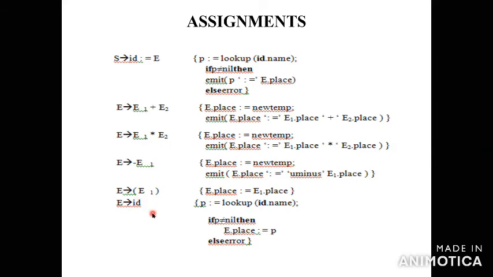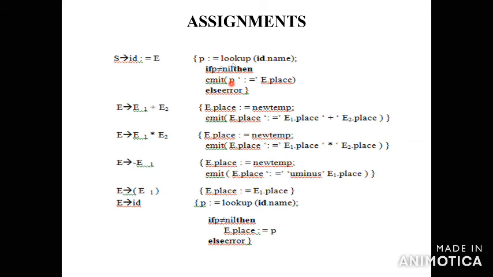So based on the context-free grammar, you have to write the production rules. After assigning all the production rules for the given context-free grammar, you have to create the temporary variables. You have to write the three address code expressions. So here you can check S tends to ID of E. So P of lookup ID dot name. If P not equal to nil, then emit P equal to E dot place, else error.